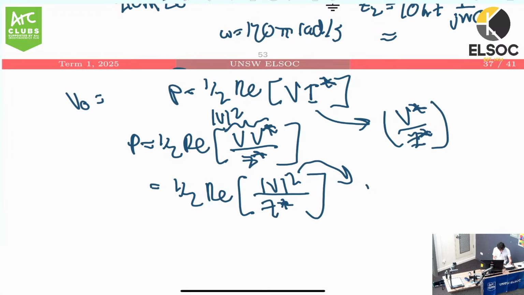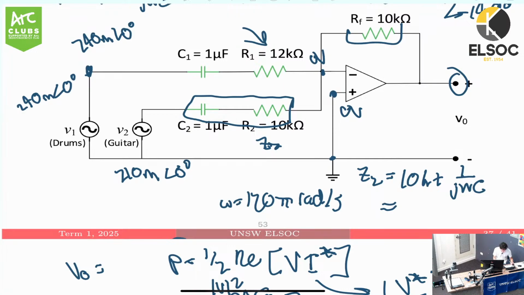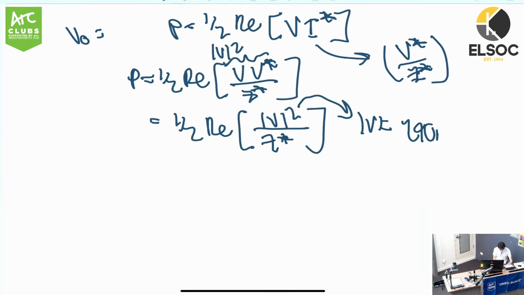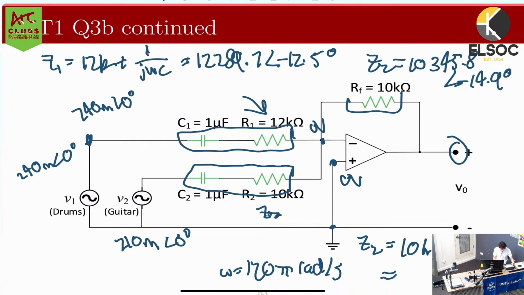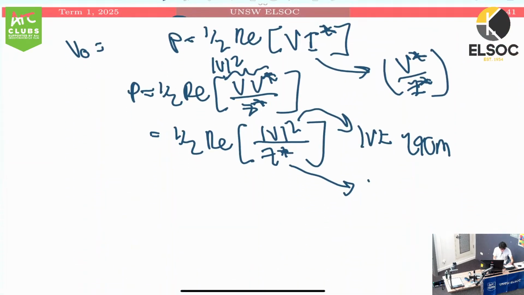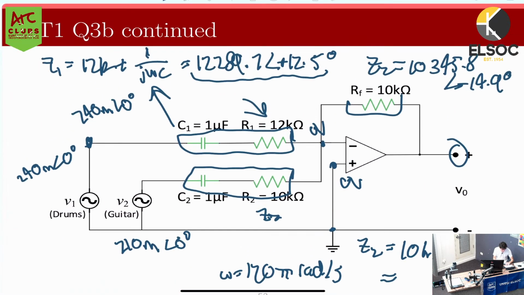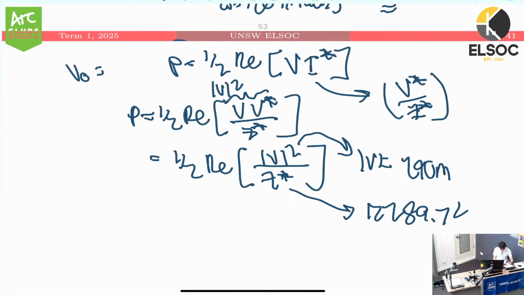We know that the absolute value of V is just the amplitude. So this is going to be V1, which is 240 milli. And we know Z, and we found that here. This is just Z1 conjugate. So this is actually going to be this, but we make the negative positive. So we get 12289.7 angle, and that'll be positive 12.5. You guys kind of see how I did the conjugate? I just flipped the angle.